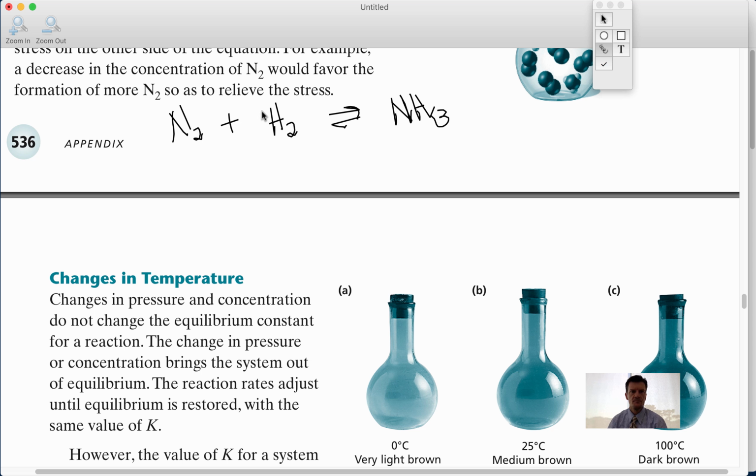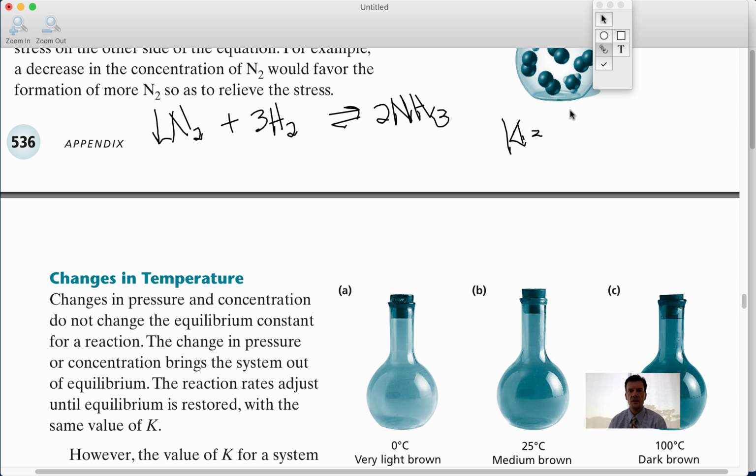So if you, let's say this has reached equilibrium, if you now take away some of the nitrogen, if nitrogen concentration goes down, you're able to remove some nitrogen some way. That means you just upset this K value.